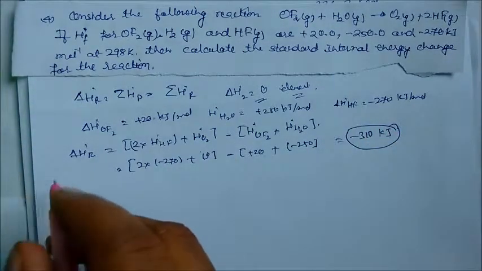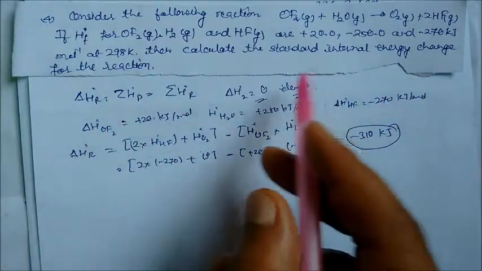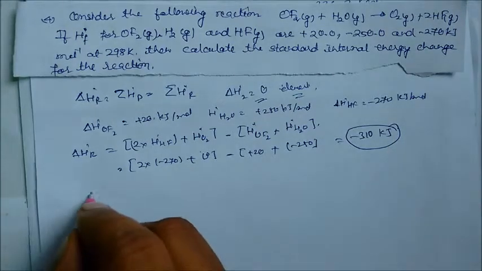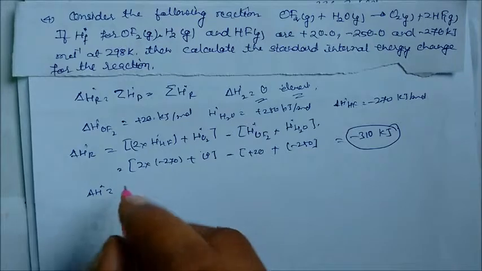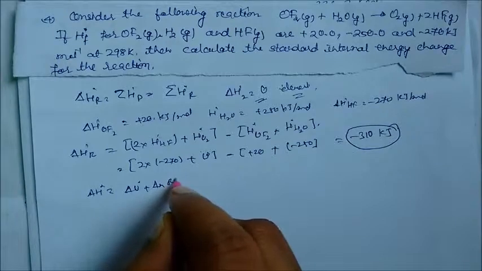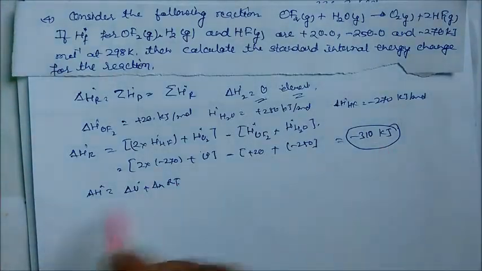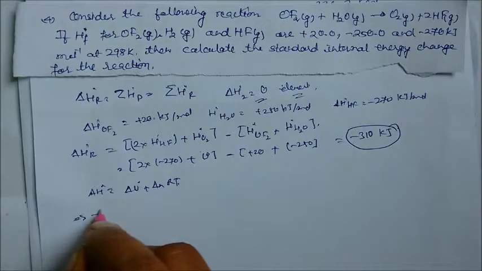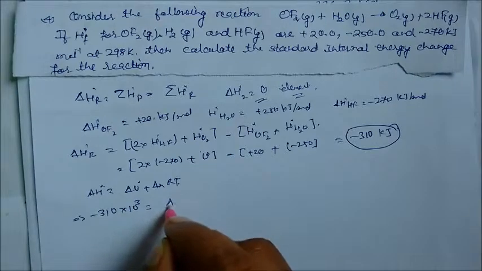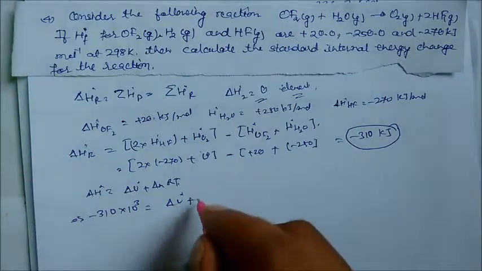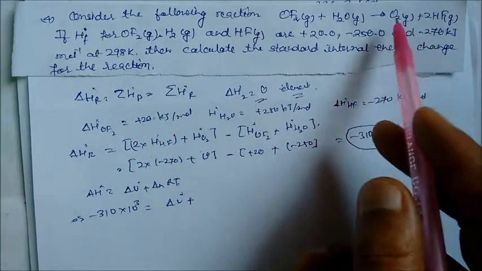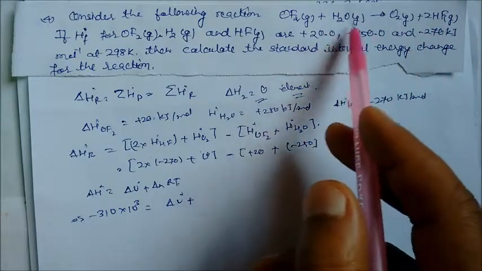Now they are asking for the standard internal energy change, so that is delta U standard. We know that the delta H standard is 310, as they have given here. We know this formula: delta H standard equals delta U standard plus delta n R T. So now we can directly put values: minus 310 into 10 to the power 3, and delta U standard, and R is given here. For n, we can see that HF is gas, water is gas, and OF2 is gas.